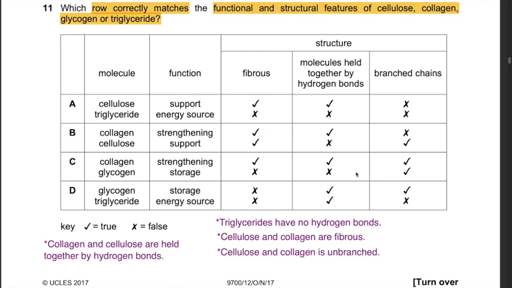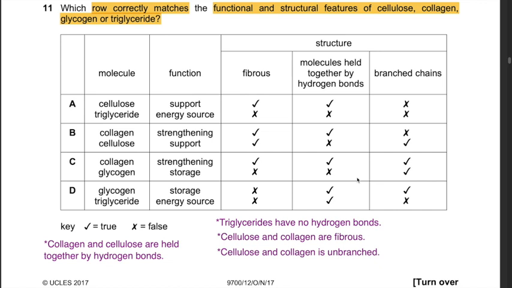Let's look at row B. Why is row B incorrect? Well, as I mentioned, cellulose is held together by hydrogen bonds. However, under the column molecules held together by hydrogen bonds, they have put false for cellulose, which cannot be true because cellulose does have hydrogen bonds holding it together. Therefore, row B is incorrect.